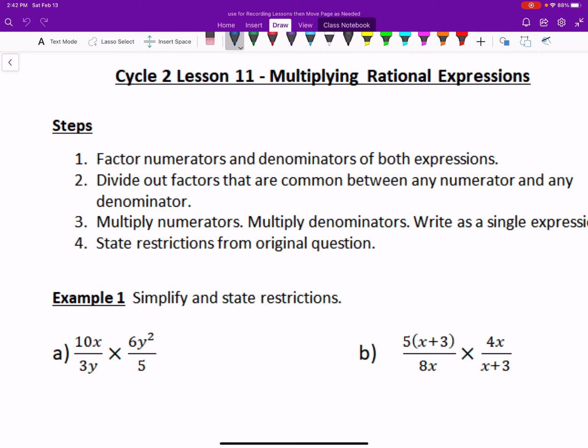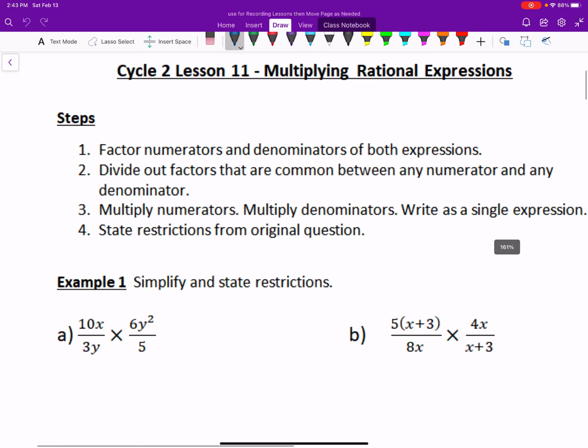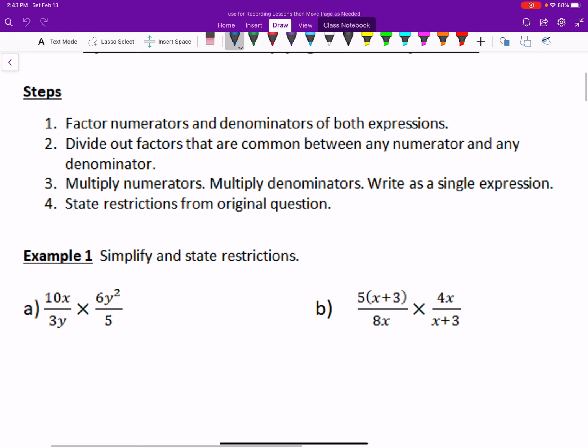So we're going to factor the numerators and denominators. We're going to reduce anything that's on the top with anything that's on the bottom of any of the rational expressions. And then we're going to multiply the numerators together. And I don't mean we're going to expand them. I just mean we're just going to write them. We'll keep them in factored form. And we'll do the same thing with the denominators. And, of course, we'll write the restrictions.